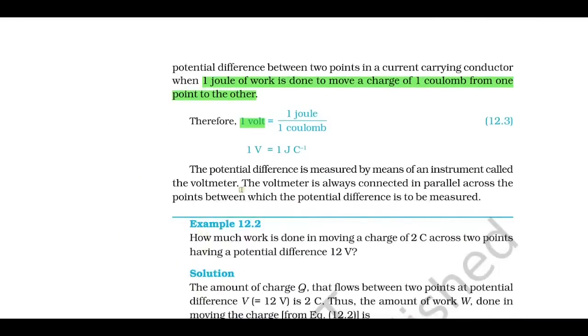How is potential difference measured? The potential difference is measured by an instrument called a voltmeter. Just make a note of the keyword voltmeter in your book. And the voltmeter is always connected in parallel. The ammeter is connected in series, whereas the voltmeter is connected in parallel.